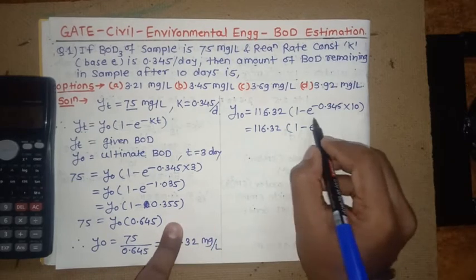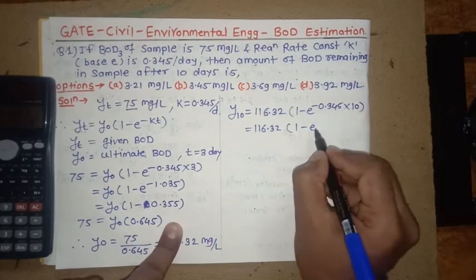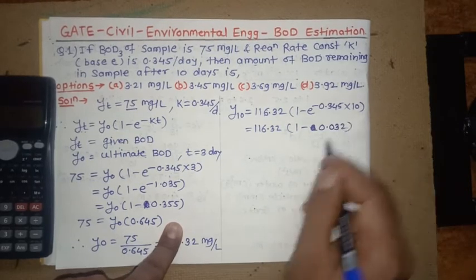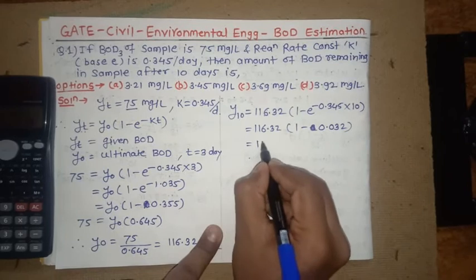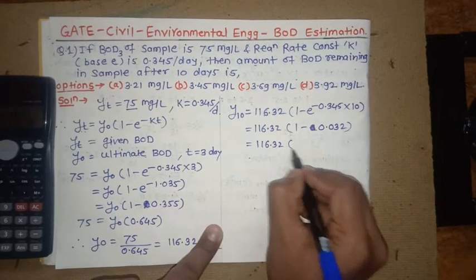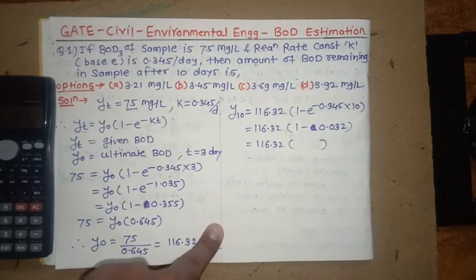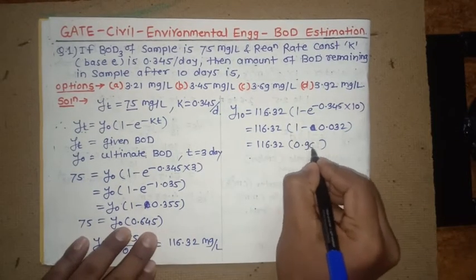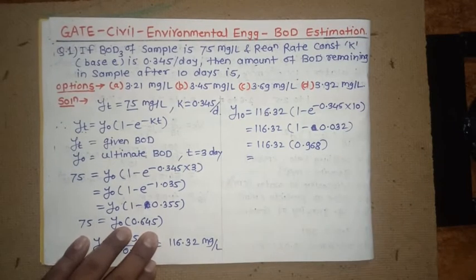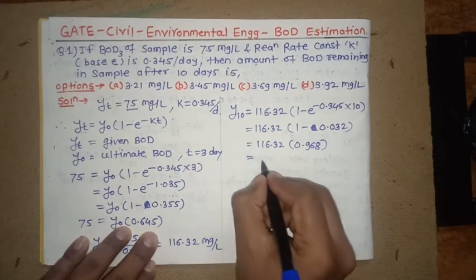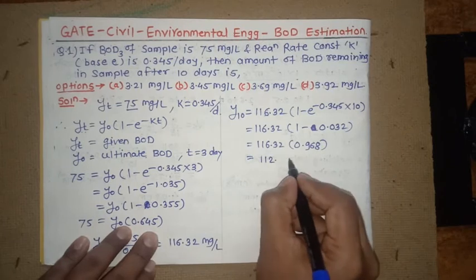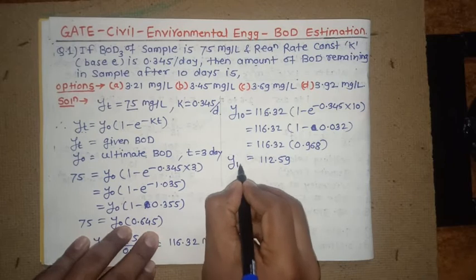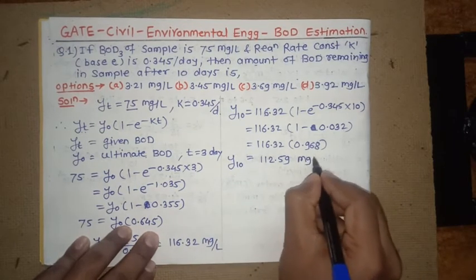Now after calculating all this term, we have here 0.032. Okay, so 116.32, after 1 minus this, we have 0.968, and after this we have near about 112.59. So it is the BOD at 10 days in mg per liter.